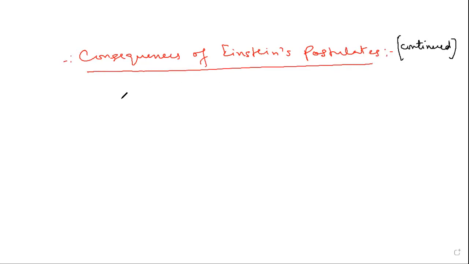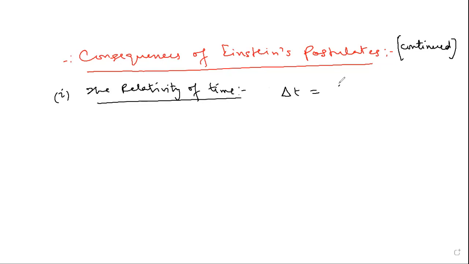Remember, in last lectures under this heading, we discussed first the relativity of time, and we derived the equation delta t equal to delta t naught over under root 1 minus u square over c square, right?